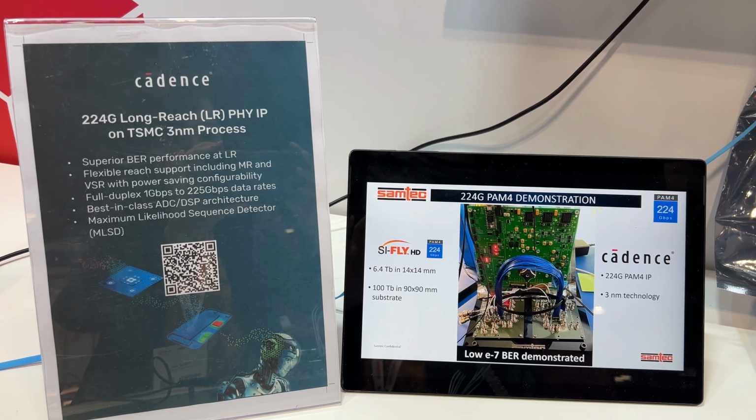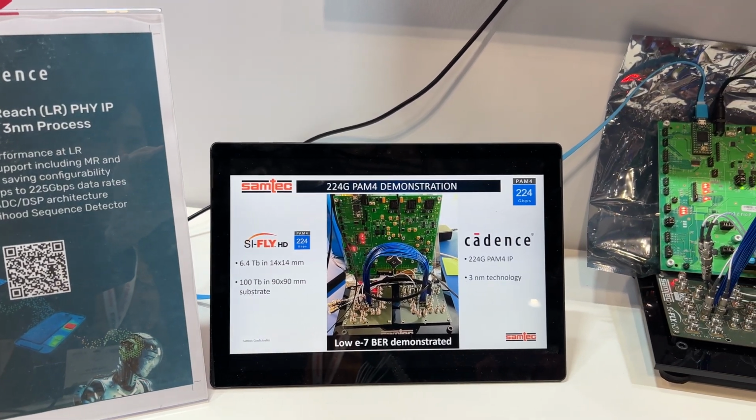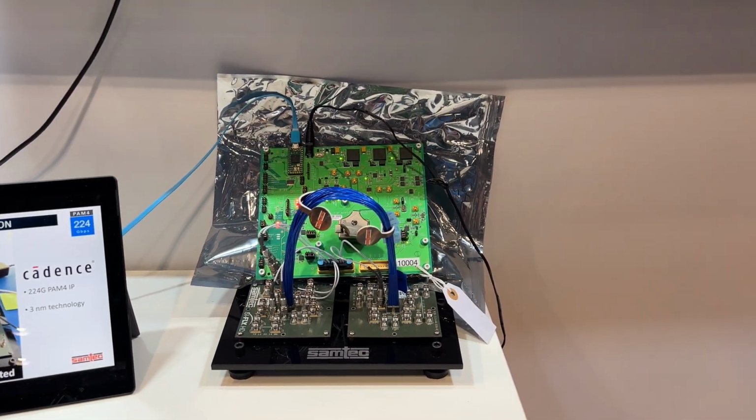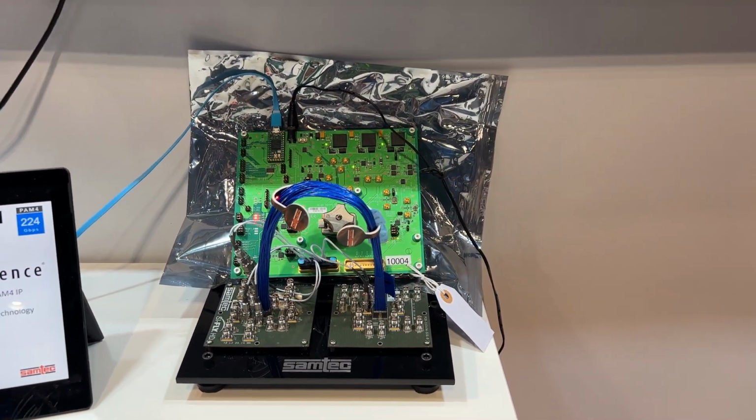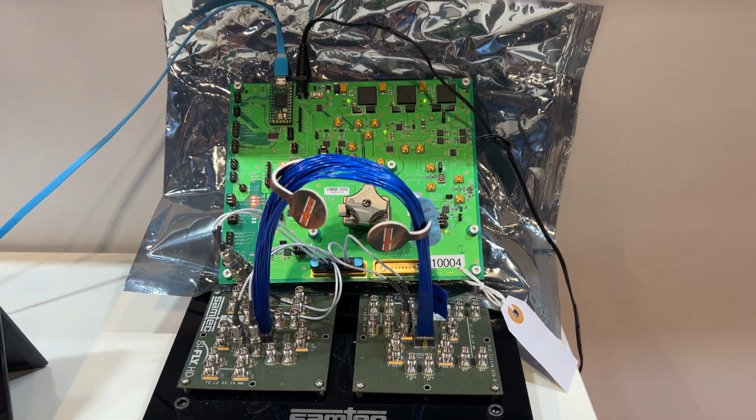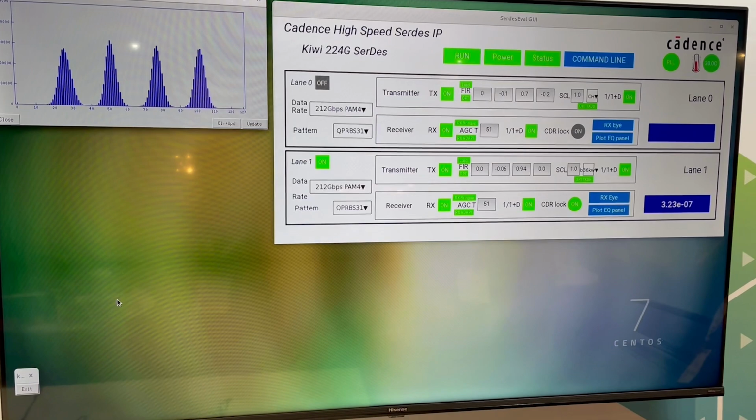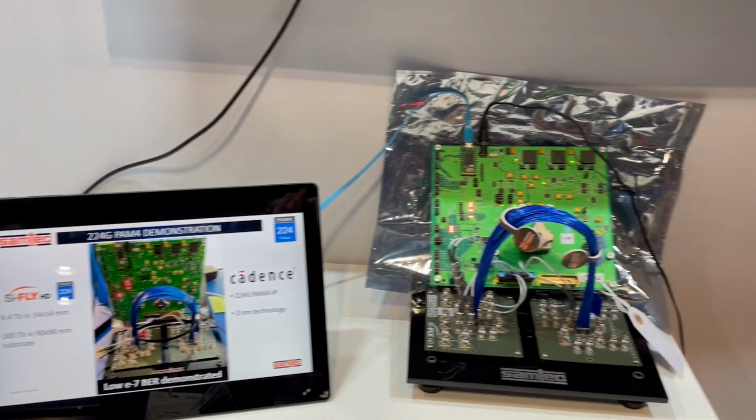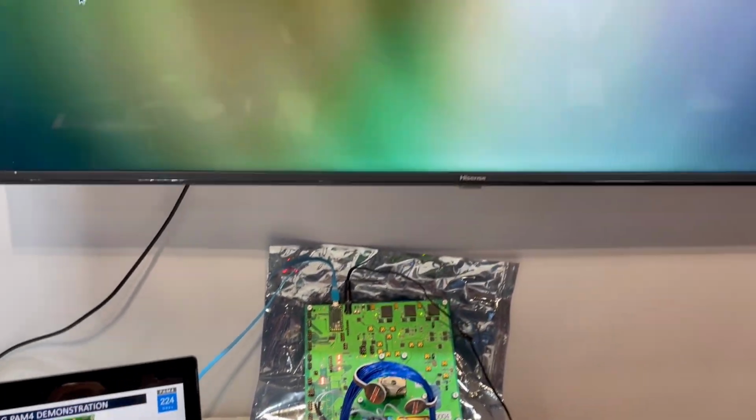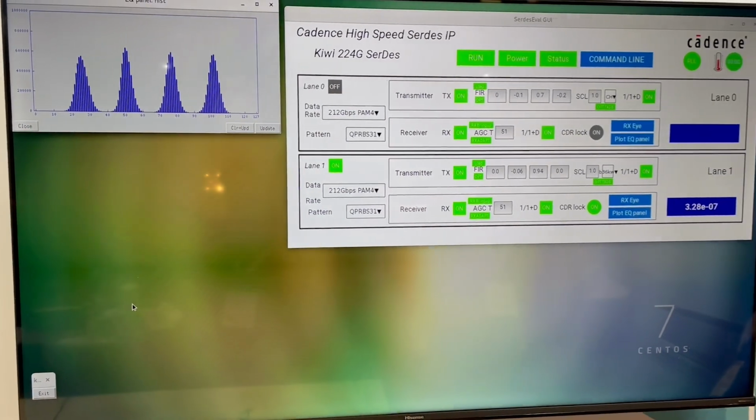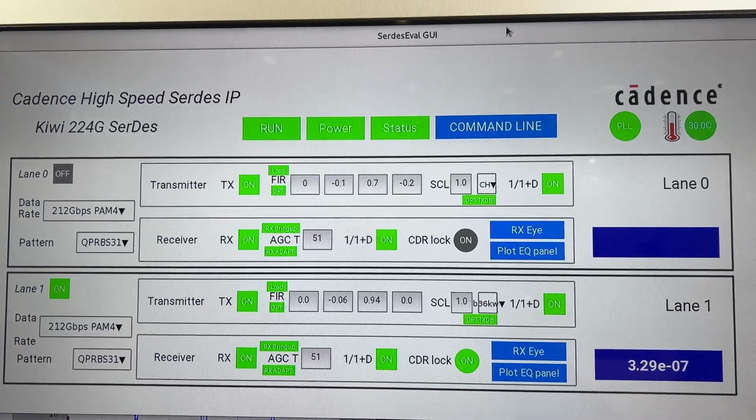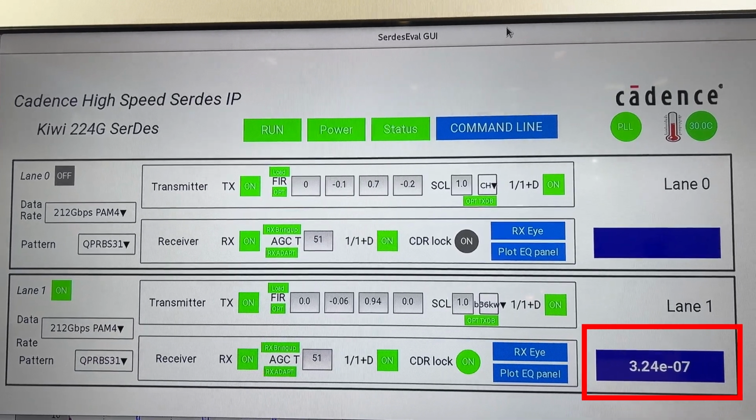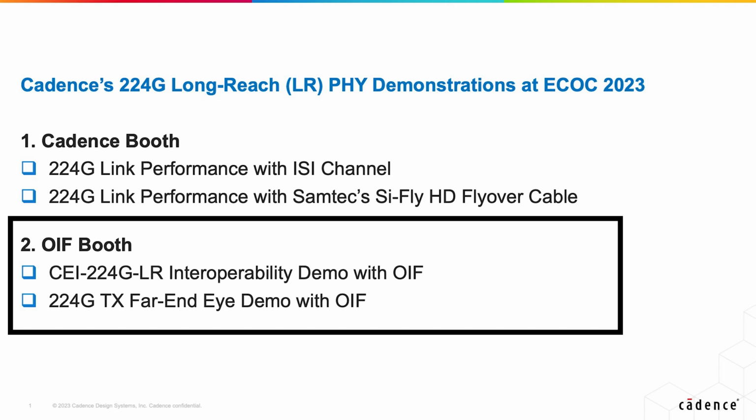Another setup is demonstrated using the Cadence 224G-LR PHY IP system link consisting of Cadence TX and RX with a channel formed using a Semtech SciFly HD connector. The insertion loss is 33 dB at 53.125 GHz Nyquist frequency. Cadence 224G-PHY is once again achieving excellent BER of 3.2E-7. Let us move on to the second set of demonstrations at the ECOC 23 OIF booth.